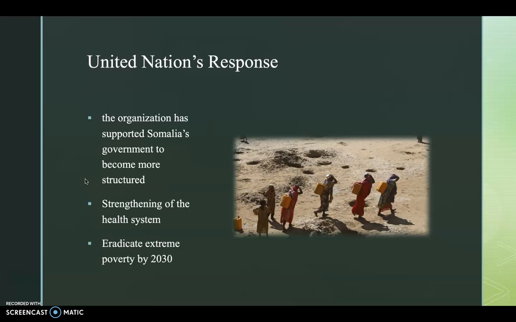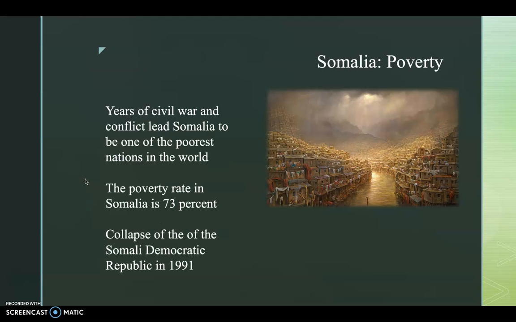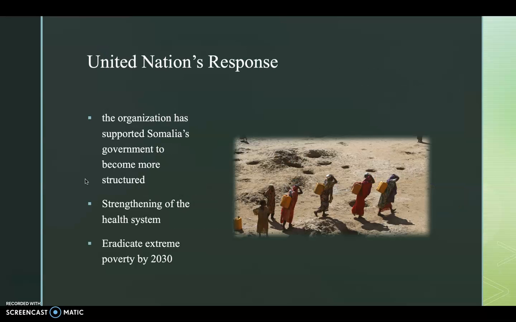All these organizations have supported Somalia in its struggle with poverty and other issues. Years of civil war and conflict led Somalia to be one of the poorest nations in the world. After the collapse of the Somali Democratic Republic in 1991, the country has been divided. Wars were waged, which killed thousands of citizens and destroyed the lives of others. Today, the poverty rate in Somalia is 73%, though some global dispute agencies are now trying to lower that percentage.